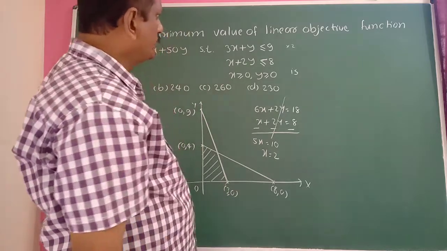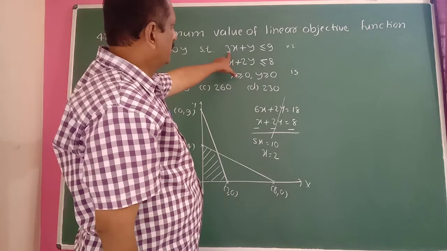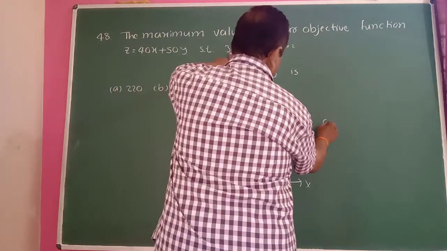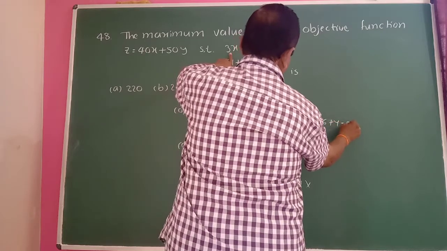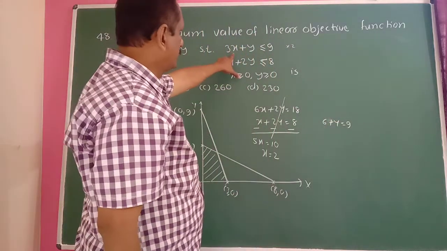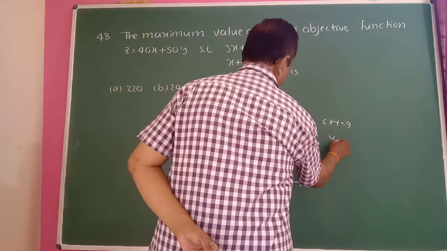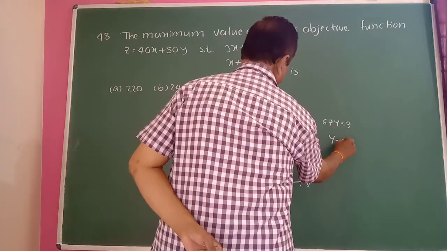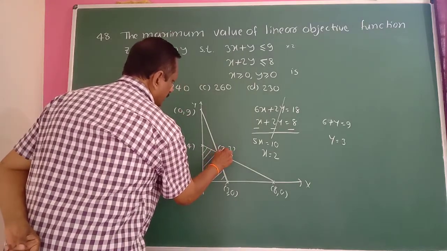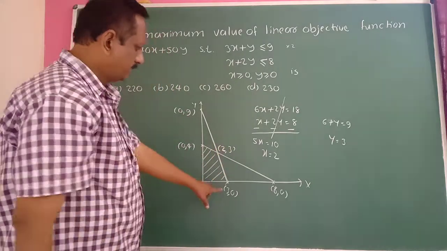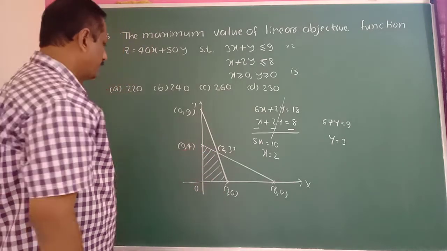Put x equal to 2 in the first equation here. Therefore 3 twos are 6, 6 plus y is equal to 9. Hence y is equal to 9 minus 6 becomes 3. Hence the coordinate here is (2, 3). Therefore (3, 0), (2, 3) and (0, 4) are the corner points here.